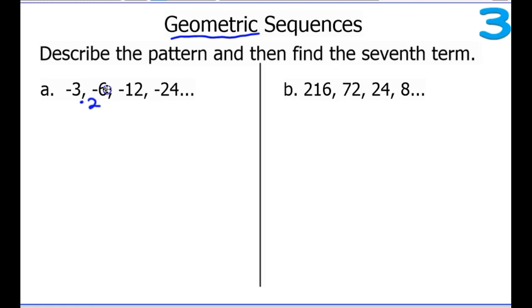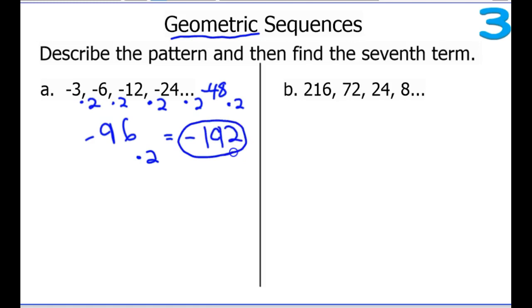So -3 times 2 is -6. -6 times 2 is -12. -12 times 2 is -24. So then -24 times 2 would be -48. -48 times 2 would be -96. And then our 7th term is going to be -96 times 2, which equals -192. So our 7th term then is -192.